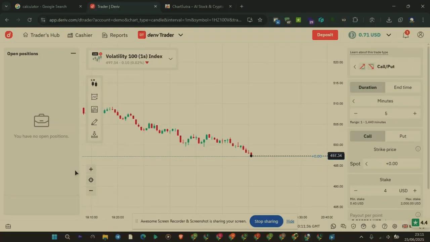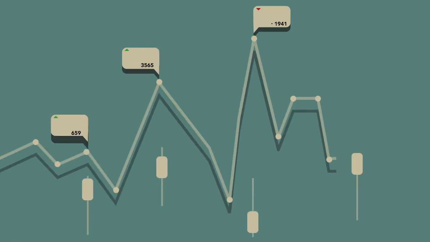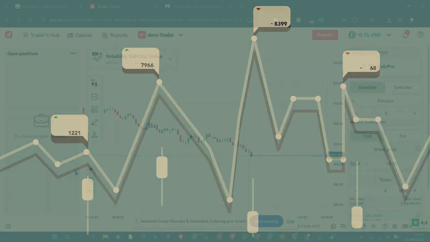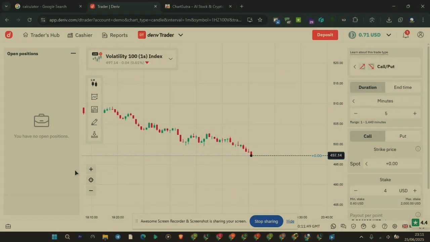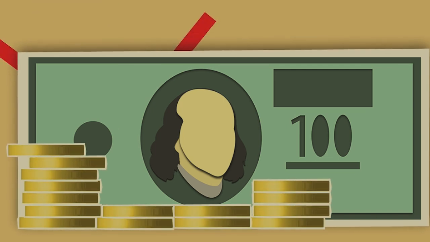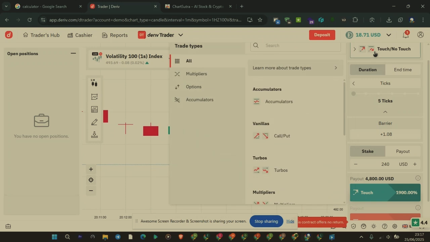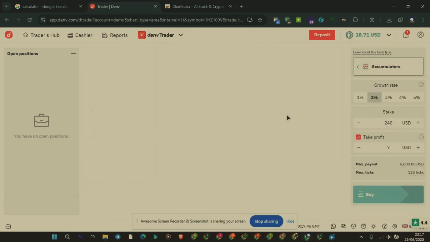Today I will be trying to use a demo account and try to raise it from $10 upwards using any method. I'll try and find a method and raise it, so stick to the end to see which method can work best for you. The first thing I'll try is using accumulators.